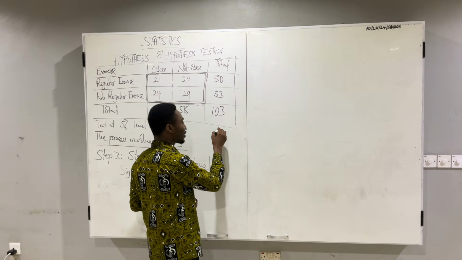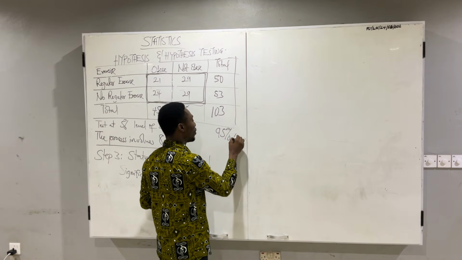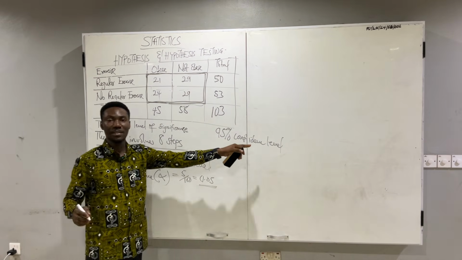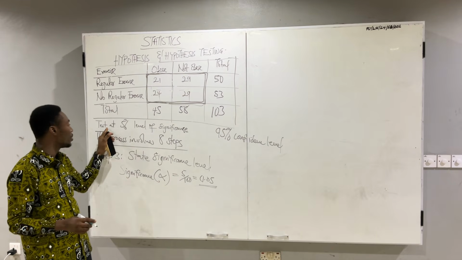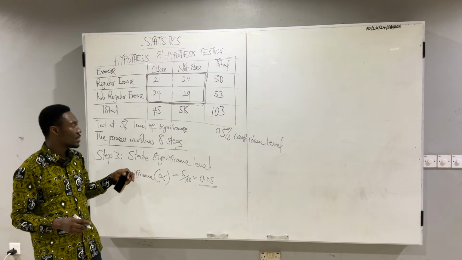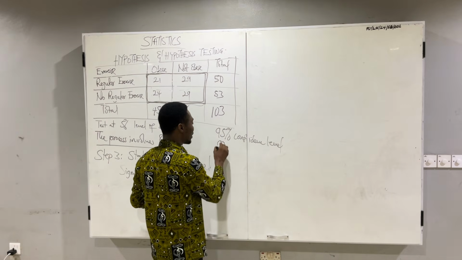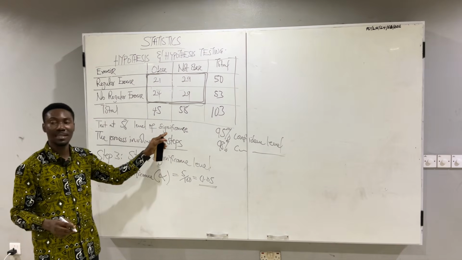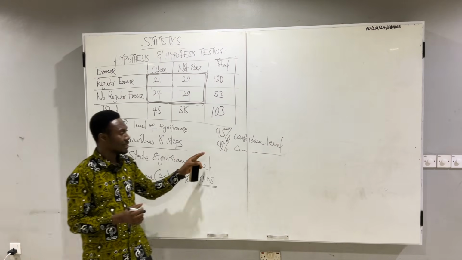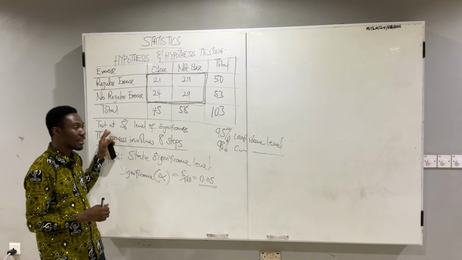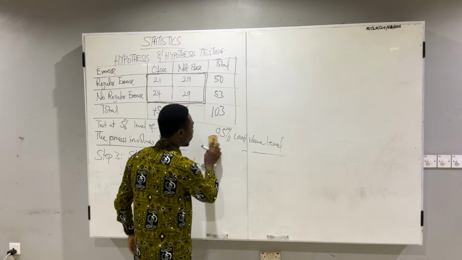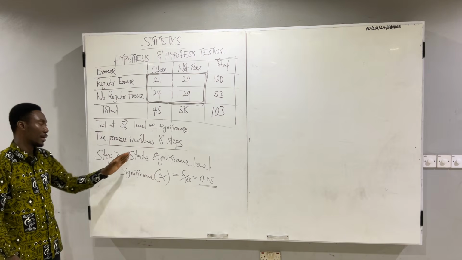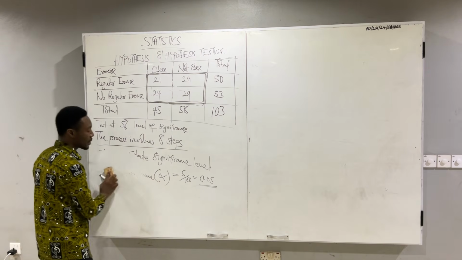Sometimes they will write test at 95% confidence level. Once you see test at 95% confidence level, it's the same as the examiner telling you test at 5% significance level. Once you see test at 98% confidence level, it's the same as test at 2% level of significance. Once you see test at 99% confidence level, it's the same as test at 1% level of significance. We are done with step 3, state significance level. Let's move on to step 4.